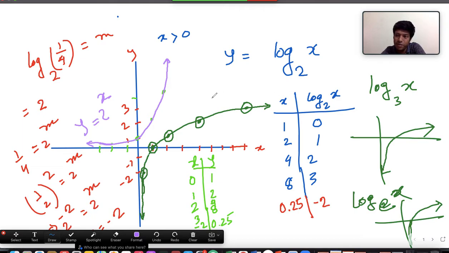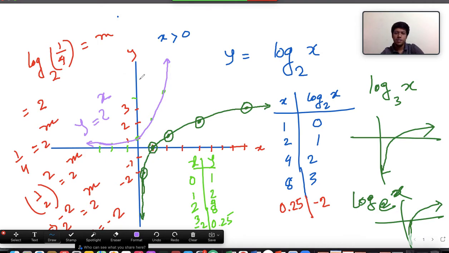And this is true for all of them. This will be valid for all of them. You can come from exponential to logarithm or logarithm to exponential. Just switch the domain and range. All the x values will become the y values and y values will become the x values. The reason is they are inverse functions of each other.